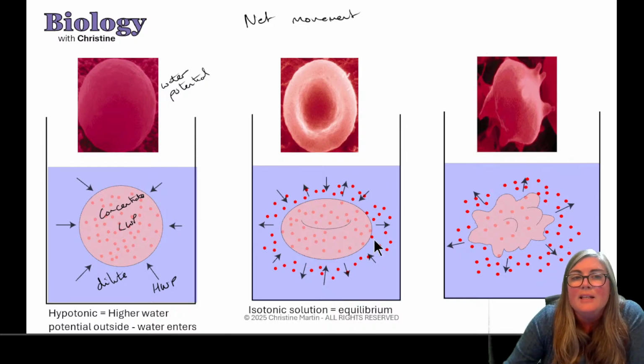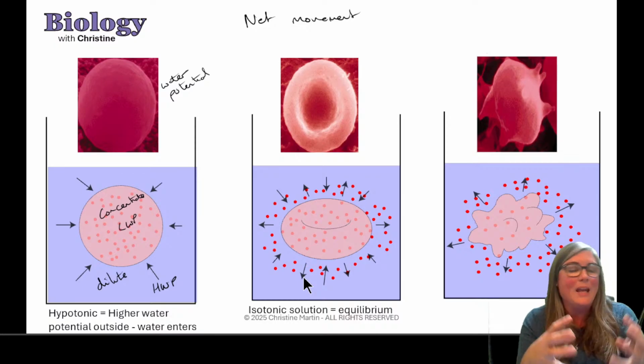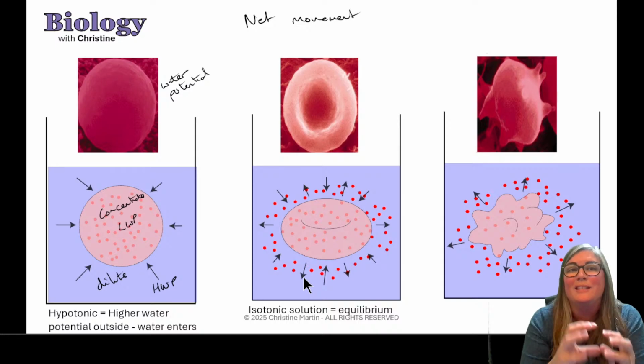And so in this case, if it's in an isotonic solution, for every water molecule that's moving in, the same number of water molecules are moving out. That is isotonic. We are at an equilibrium, and therefore the cell will stay as it should do.